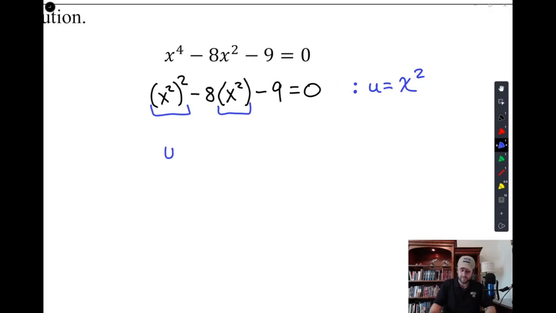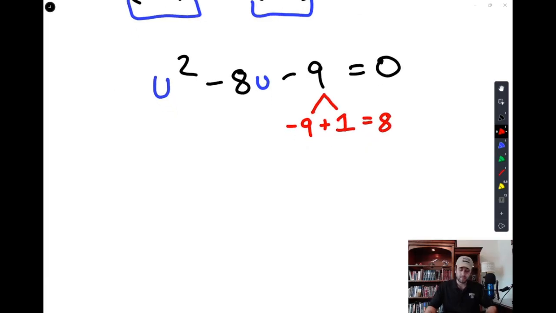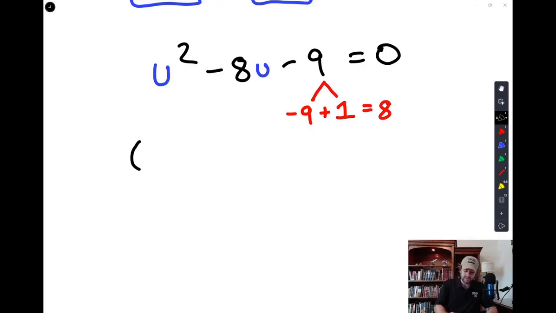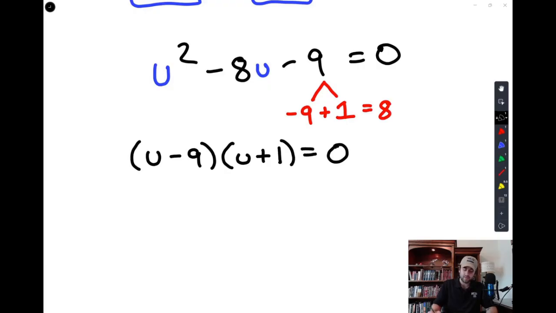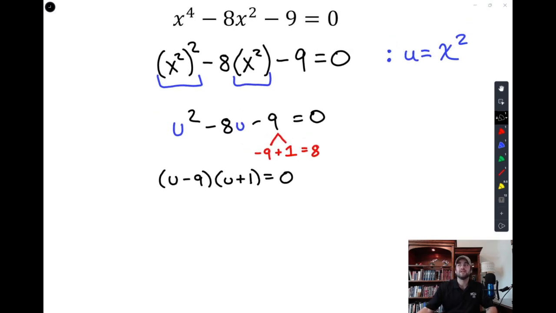If we substitute u in for x squared, we get u squared minus 8u minus 9 equals 0. Now it looks just like a quadratic that we can factor and solve, and it's one of the easier versions of factoring. Negative 9 and 1 multiply to give you negative 9, and they add to give you negative 8, which is good. So we break apart our quadratic into u minus 9 and u plus 1 equals 0. That was factoring. If you need to review that, it's in the section called quadratic equations, so go practice factoring again.